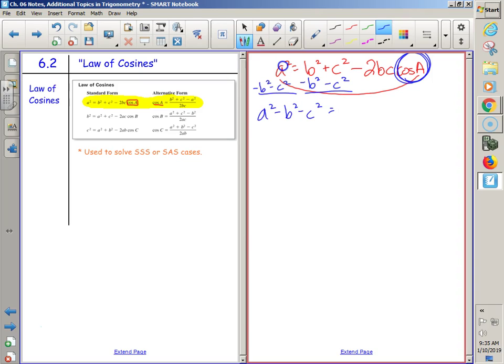Minus c squared is equal to negative 2bc cosine of a. Now, how do I get even closer to him? Divide by negative 2bc. When I divide by negative 2bc, I end up... Wait a minute. Look at your notes. Is that the exact same thing? Yes, except what's not in the denominator? A negative. So what'd they do to it?